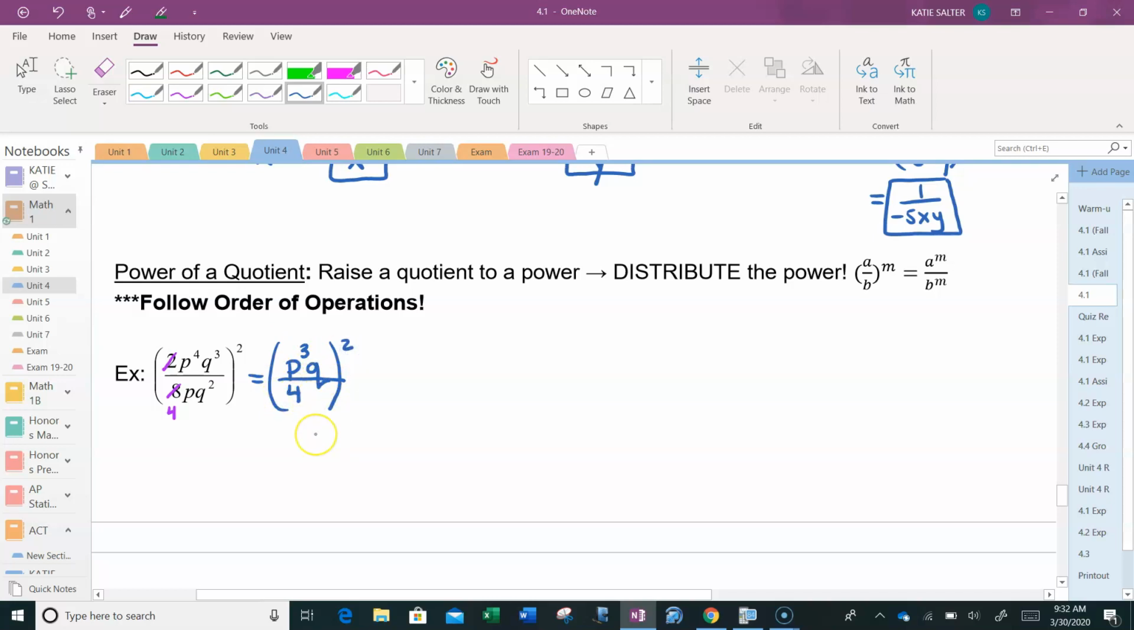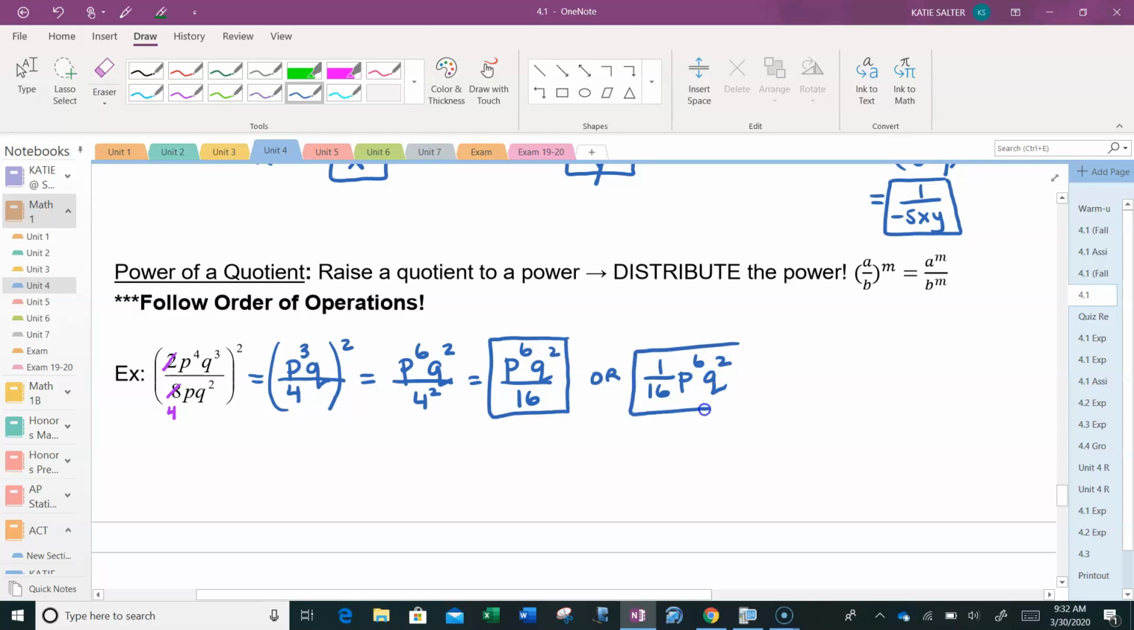Now that we have simplified inside these parentheses, now we can distribute that power. So that would be p to the 6th power, q to the 2nd power, all over 4 squared. And then that's p to the 6th power, q to the 2nd power, all over 16. And this answer is perfectly fine. I love it. It's beautiful. But if this was multiple choice, you might also see it written like this: 1/16 p to the 6th q squared. Sometimes when all that is left in the denominator is a number, there's no variables, they will rewrite it as a fraction and make it a coefficient. But both answers are acceptable.